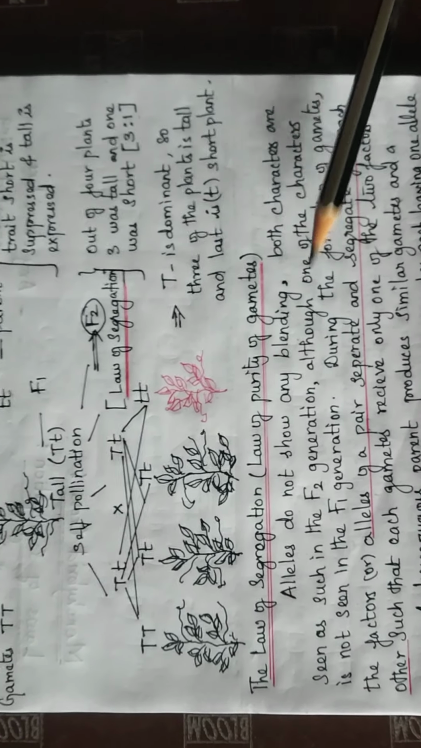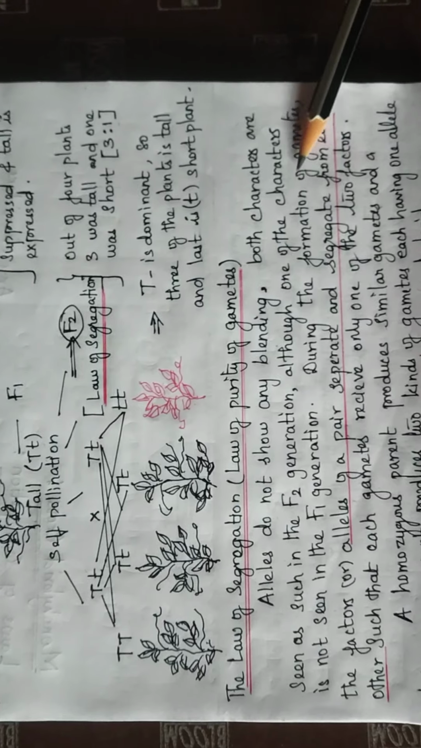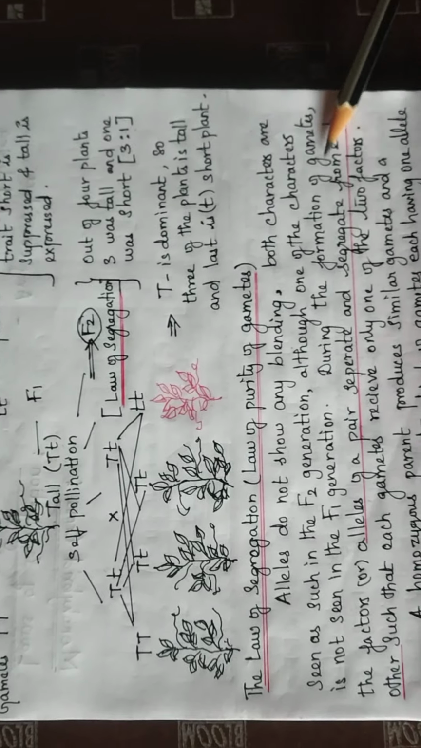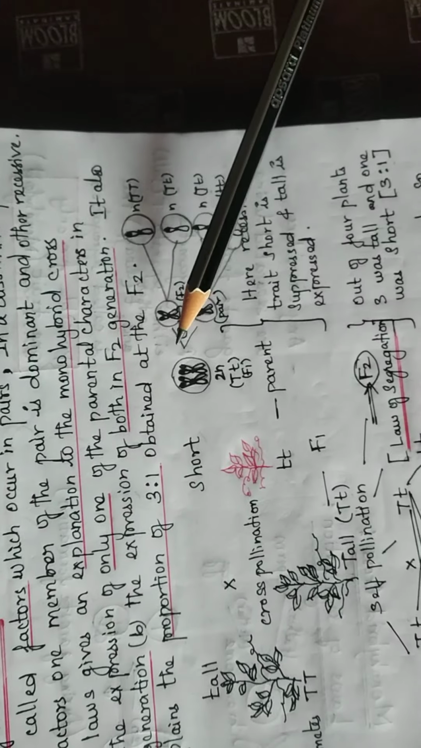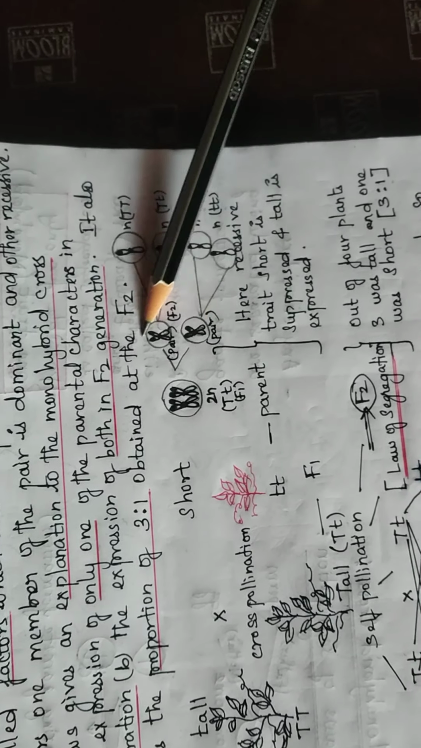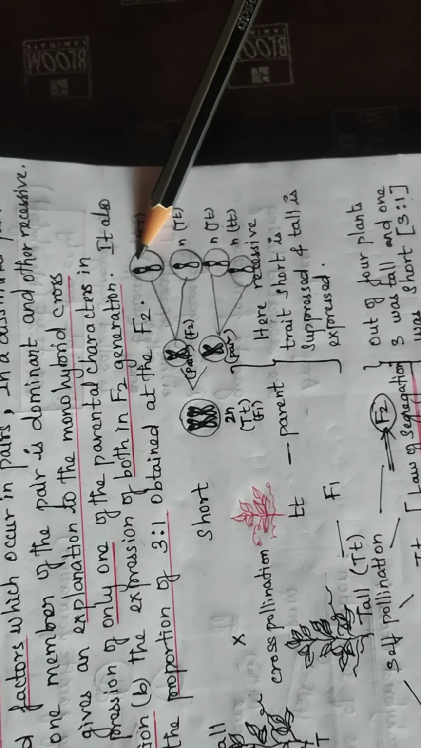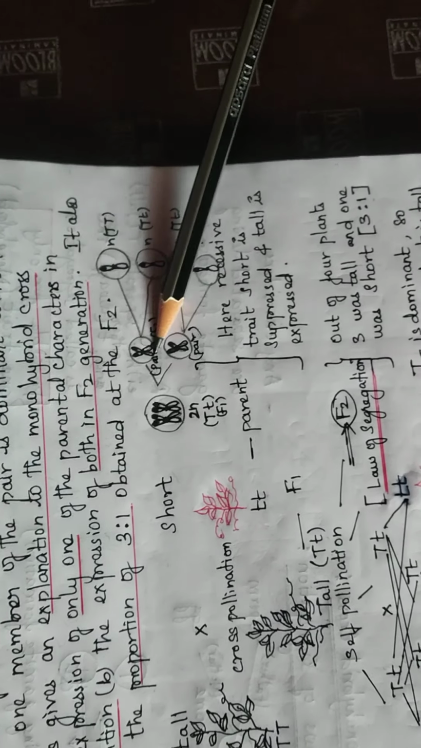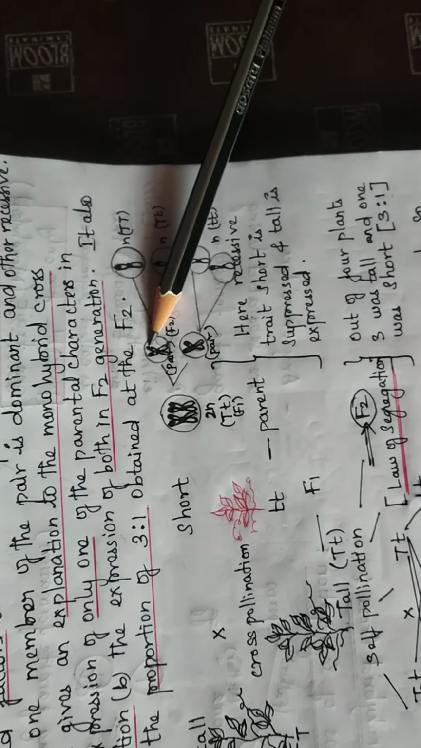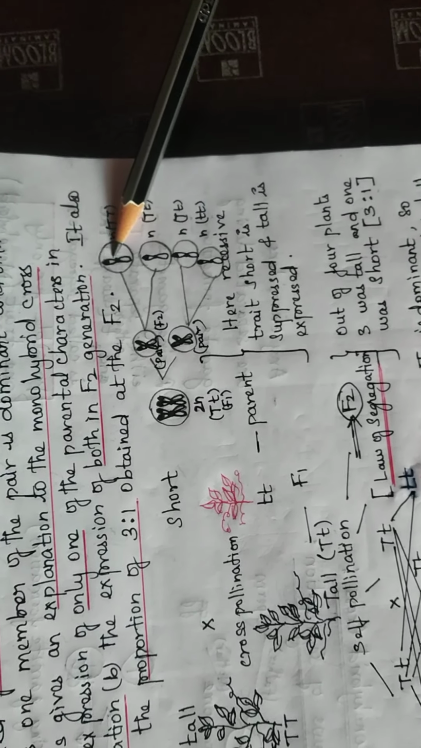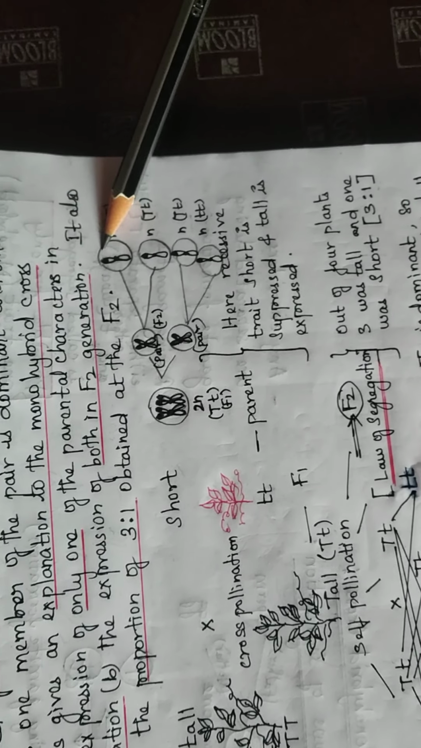During the formation of gametes, what does the law of segregation say? The factors or alleles in a pair separate and segregate from each other. Let me show you with chromosomes. These are the tall plants obtained in F1. When they segregate, or separate, the two chromosomes are in a pair. When these two chromosomes separate individually, four types of gametes are formed. So these characters in the F1 generation segregate or separate and form the traits of the F2 generation, that is 3 tall plants and 1 dwarf plant.